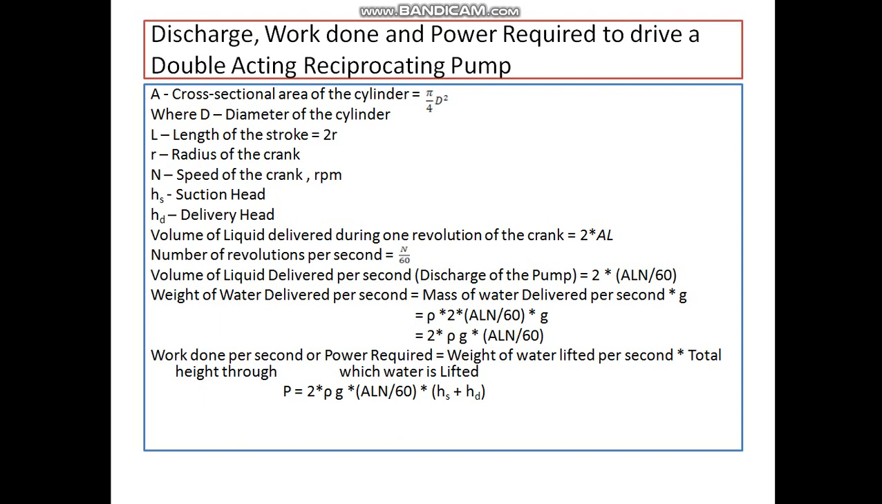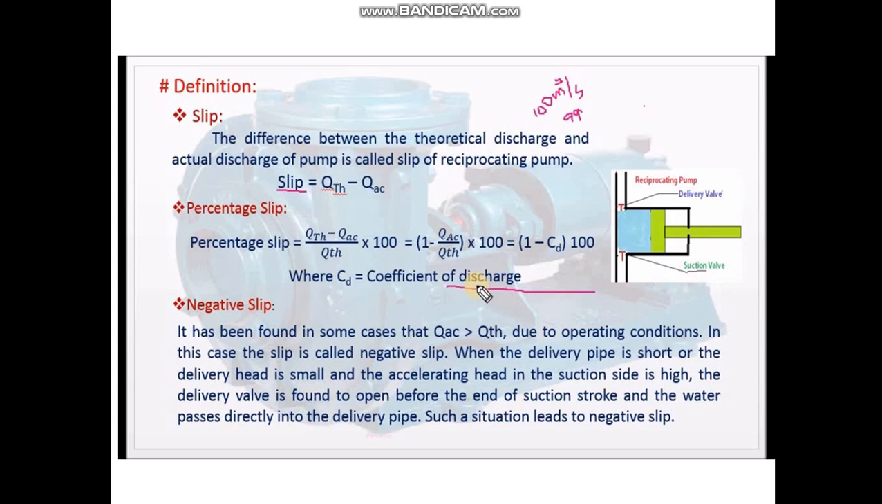And for a double acting pump, the actual discharge, the volume of water delivered in one revolution will be equal to 2 times AL, because suction on the left side, discharge on the right side. So for one revolution, the discharge is 2AL. So all equations you multiply by 2. That will give the equations for a double acting pump.